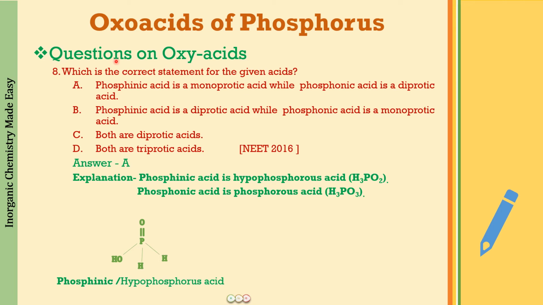Here what you can see is that we have one POH bond. This is the bond which is going to release the H ions. Therefore, this is going to be monoprotic because it will be able to release only one H ion per molecule.